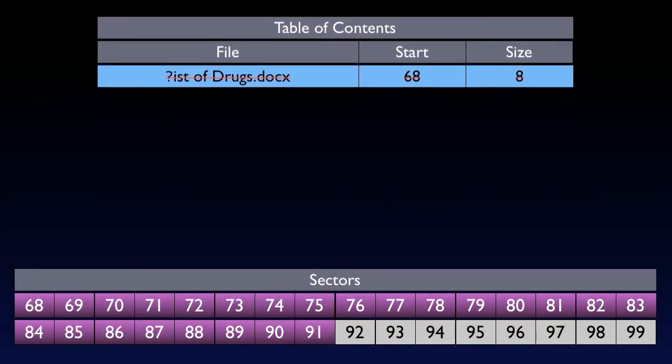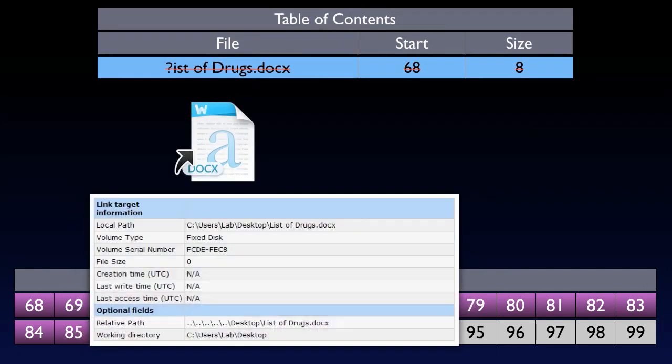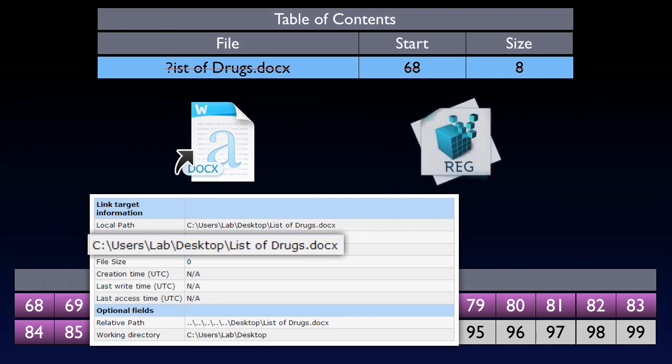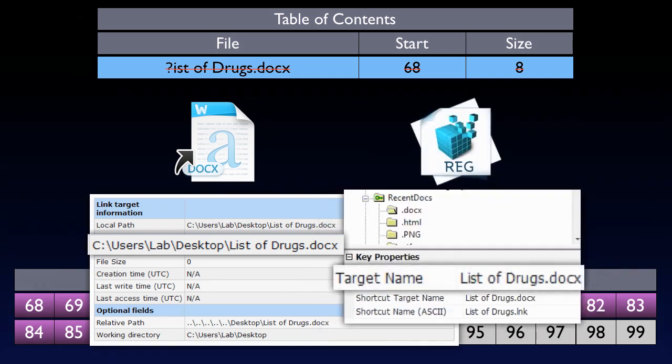But wait, even though we can't recover the files themselves, there are many forensic artifacts on a hard drive in an operating system that tell us that those files were there and whether they were opened and what happened to them. This is an example of a link file that shows that that list of drugs was saved on this person's desktop, and we can even tell when that file was last opened. And then there are other locations throughout the computer. This is a registry key, again showing the list of drugs document was once there and that it was open.